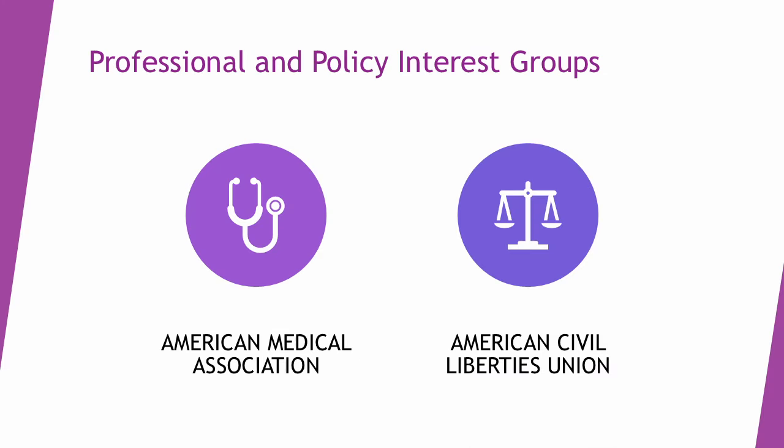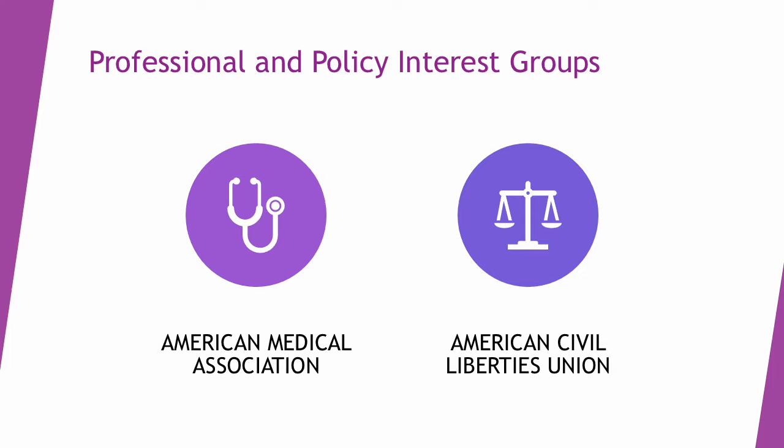A professional interest group is an organization that represents the interests of people working in a specific profession. An example of a professional interest group in the USA is the American Medical Association. The influence of the American Medical Association is seen through its ability to shape healthcare debates by advising lawmakers on medical policy.